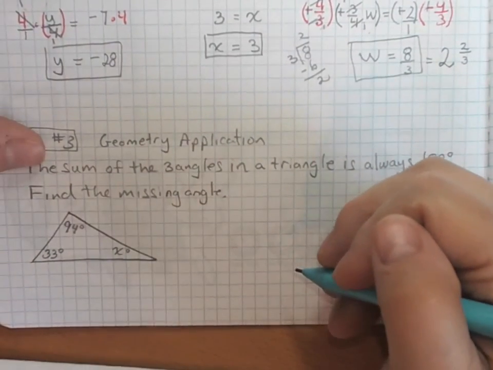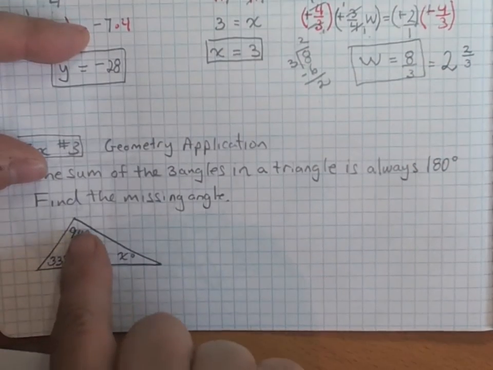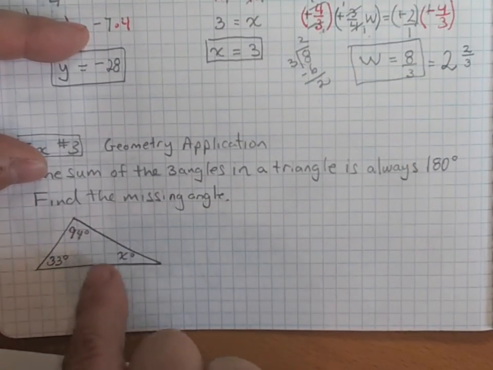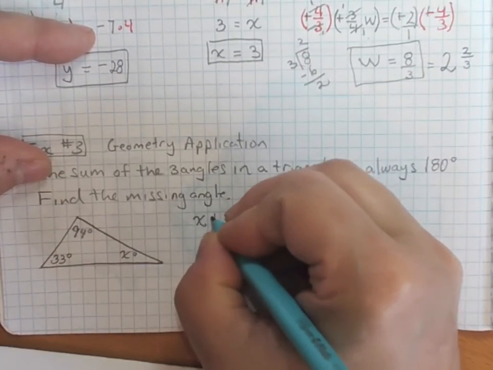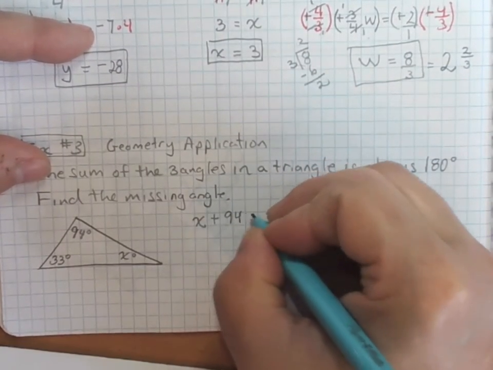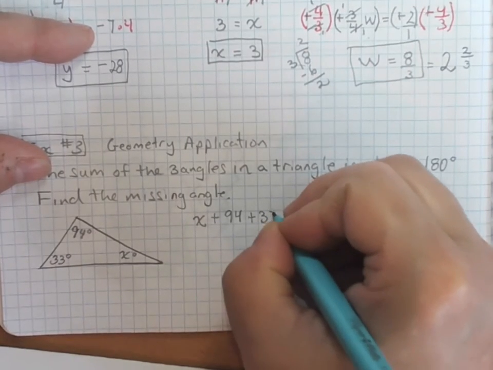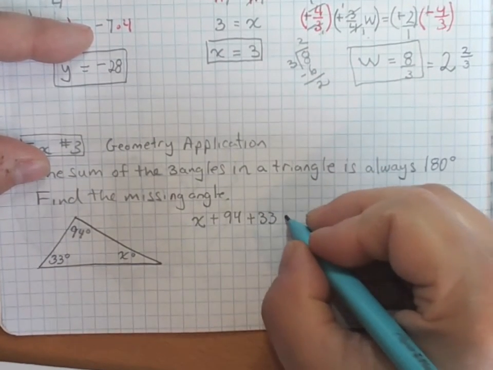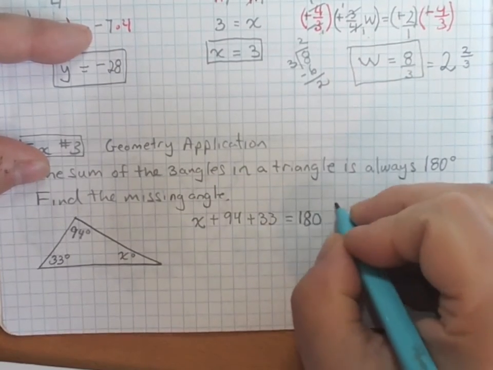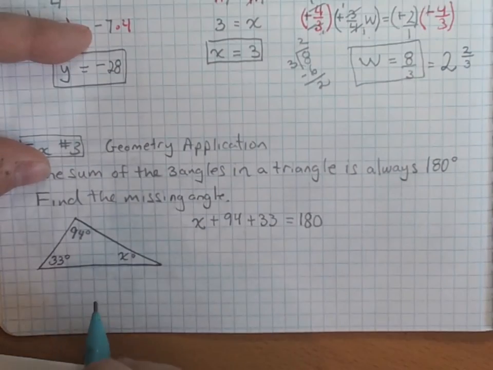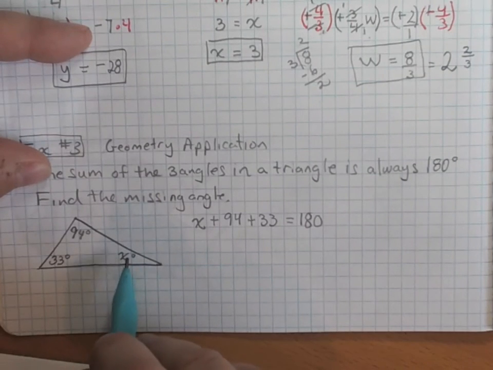So first thing I do is I model it with an equation. I'm going to find the sum of these angles by adding them all up. So I write x plus 94 plus 33. Add those up, they should add up to 180 degrees, so 180. I'm leaving off the degree marks right here now, but when I write the final answer, I'm going to include degrees because that's my units.